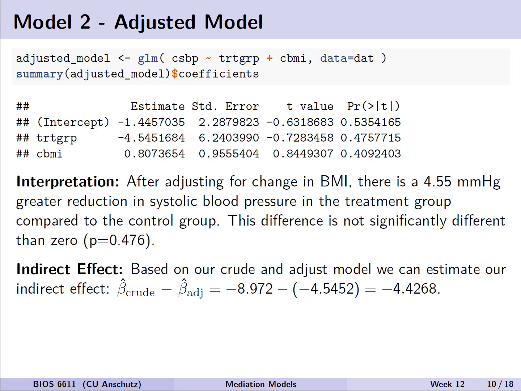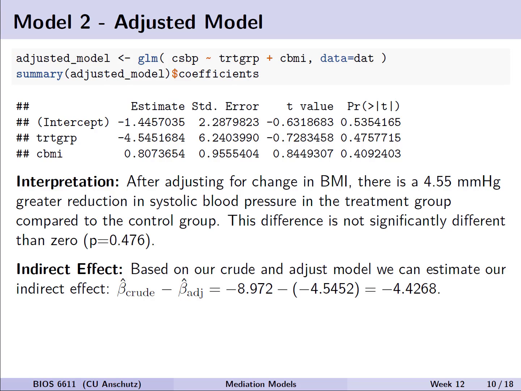Now let's take a look at the adjusted model if we add our mediator, the change in BMI over the course of the study, as one of our predictors. Here our interpretation of our primary explanatory variable of interest is that after adjusting for the change in BMI, there is now a 4.55 millimeters of mercury greater reduction in systolic blood pressure in the treatment group compared to the control group. However, this difference is no longer significantly different from 0, with the p-value being 0.476.